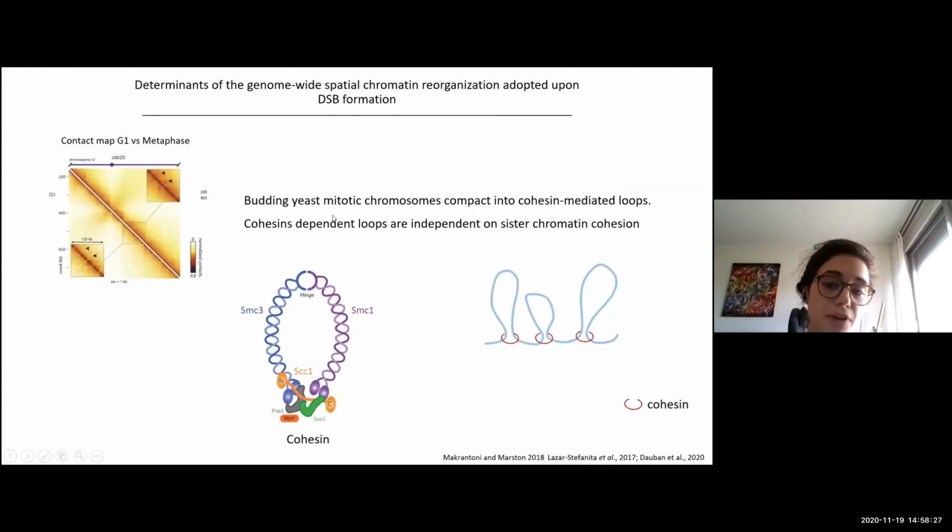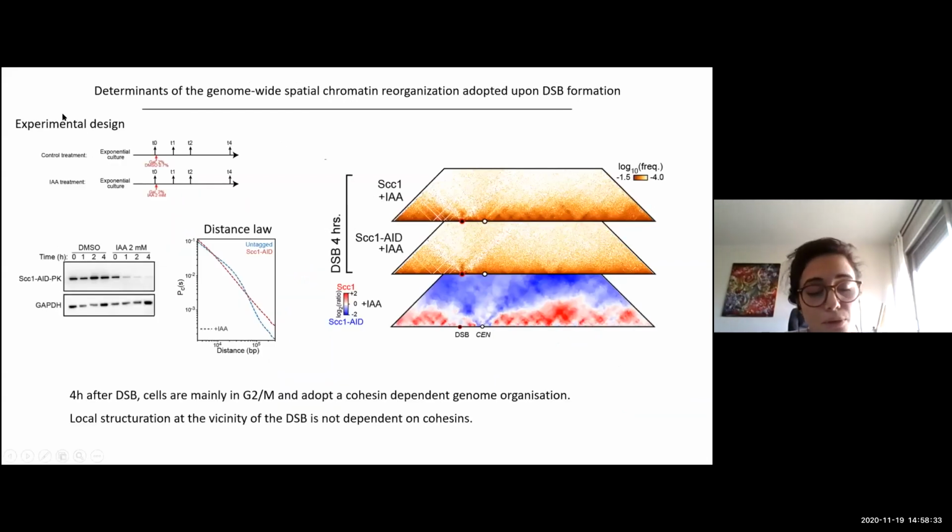We then wanted to validate that upon damage, the genome was structured with the same determinants as a normal metaphase. For that, we tested if this genome organization was dependent on cohesins. We induced cohesin depletion with an auxin-inducible degron. The cohesin SCC1 is tagged with an AID tag, and with auxin addition to the media, it is efficiently depleted. This depletion is induced at the same time as galactose addition to the media.